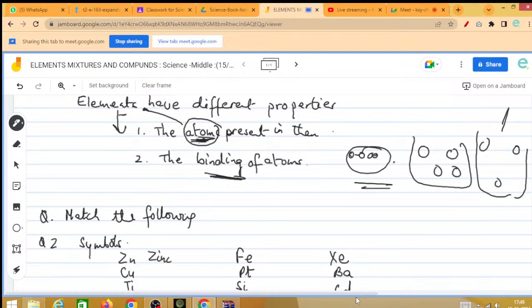copper, titanium. Write it in your notebooks: iron, platinum. Miss, it is ferrum, or it is basically iron only. It can be ferrum, ferric, or ferrous. Silicon, then xenon, barium, and cadmium. Note these down.